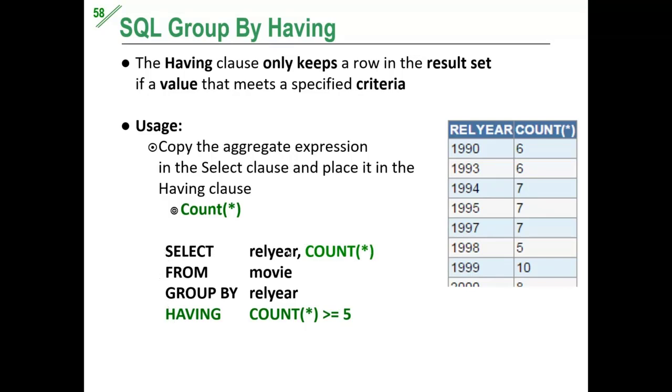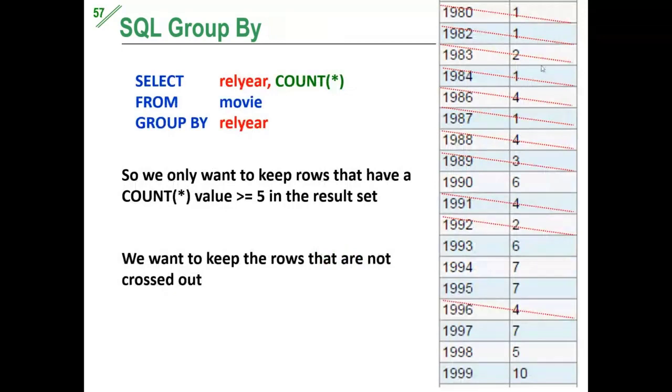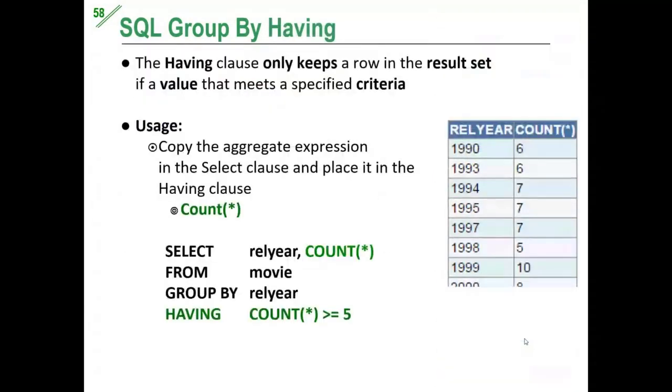I use a normal select statement. So select release year and the count from the movie table, group by release year. But I want to put a restriction now, so I use the keyword having, count greater than or equal to 5. So my result set now looks like this. It's completely different from the result set that appeared before, isn't it? So now it's restricted.